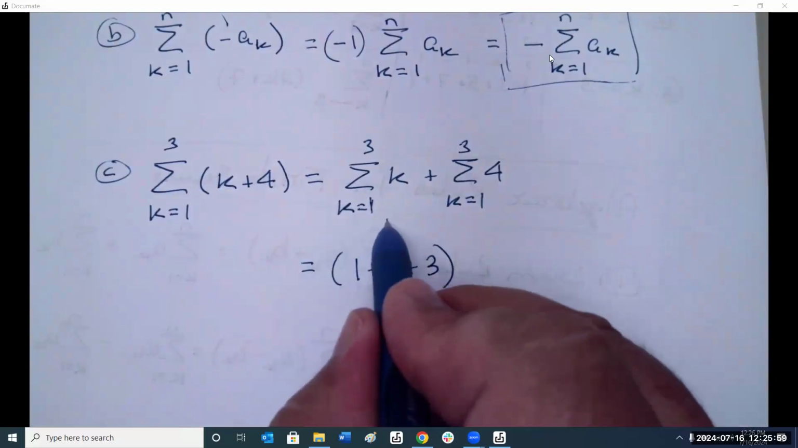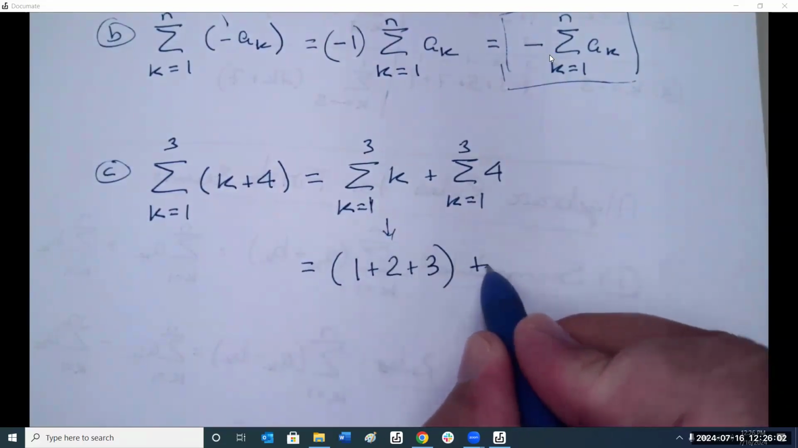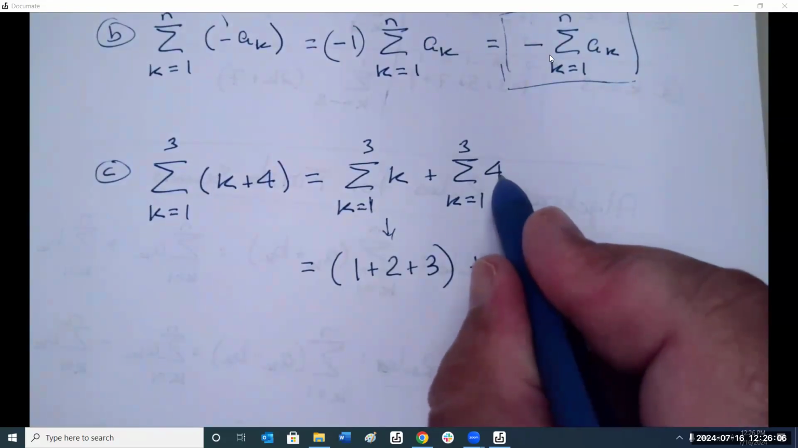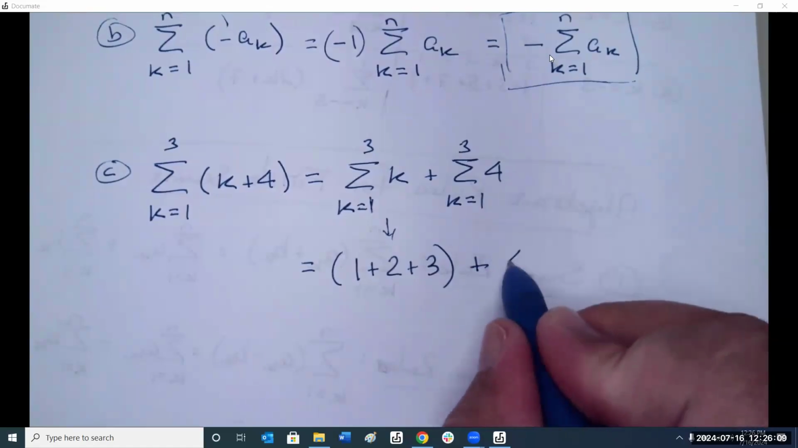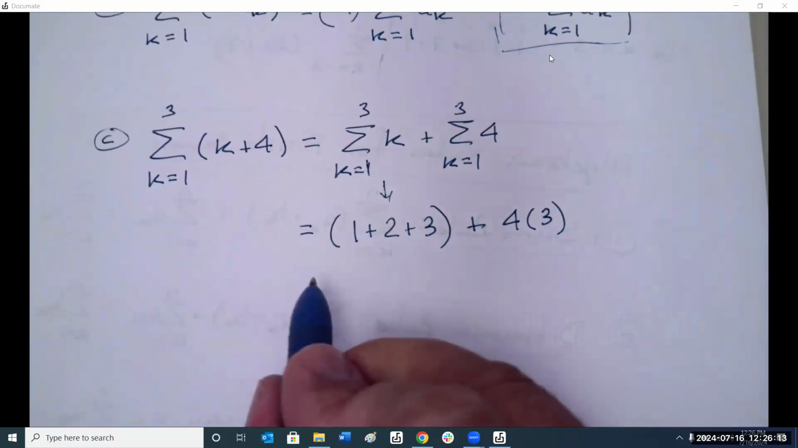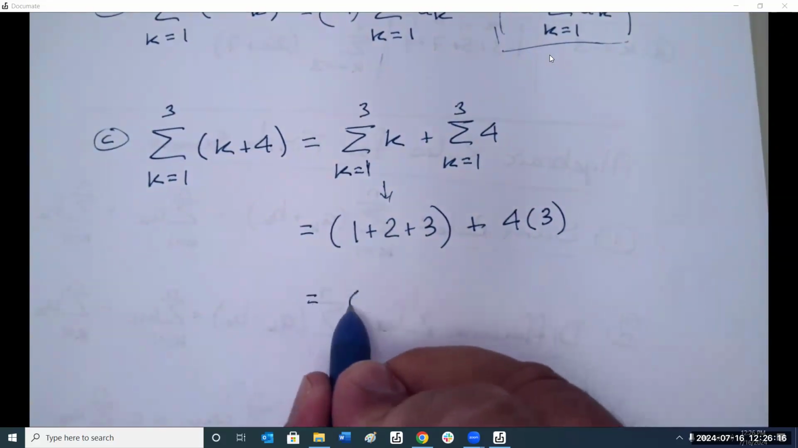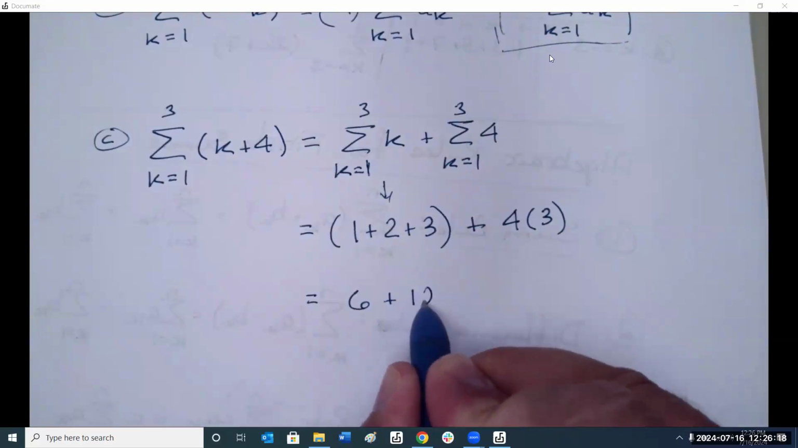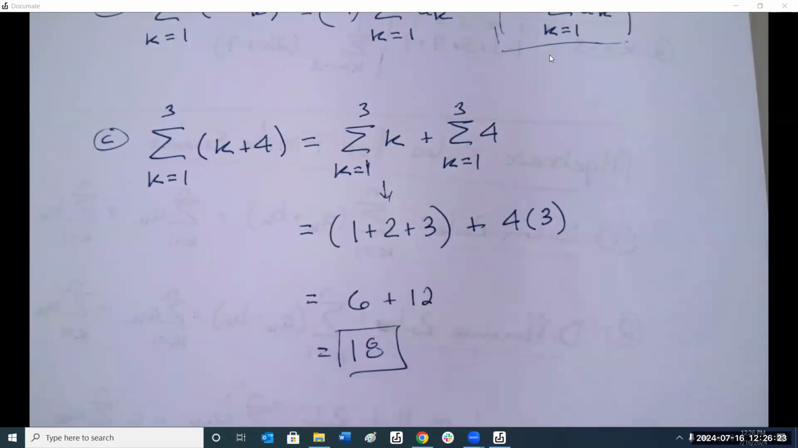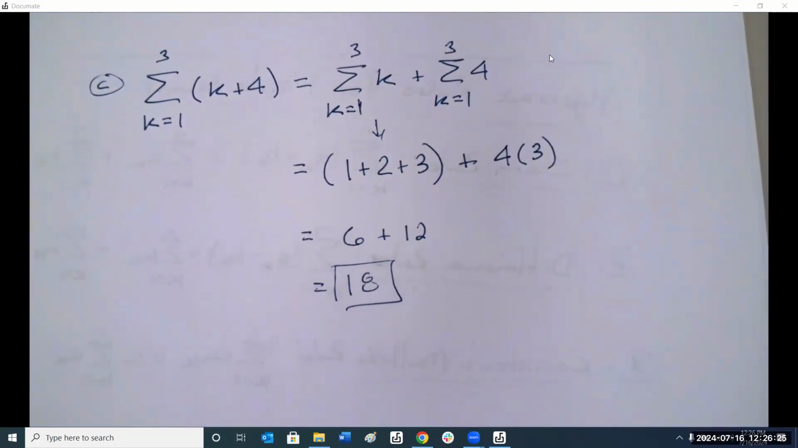That's that one, plus the next one. Since it's a constant, the summation of a constant is that constant times n, so 4 times 3. 6 plus 12 equals 18. Remember, we couldn't do that to the other ones because we never knew what n was. Here we have a finite domain.